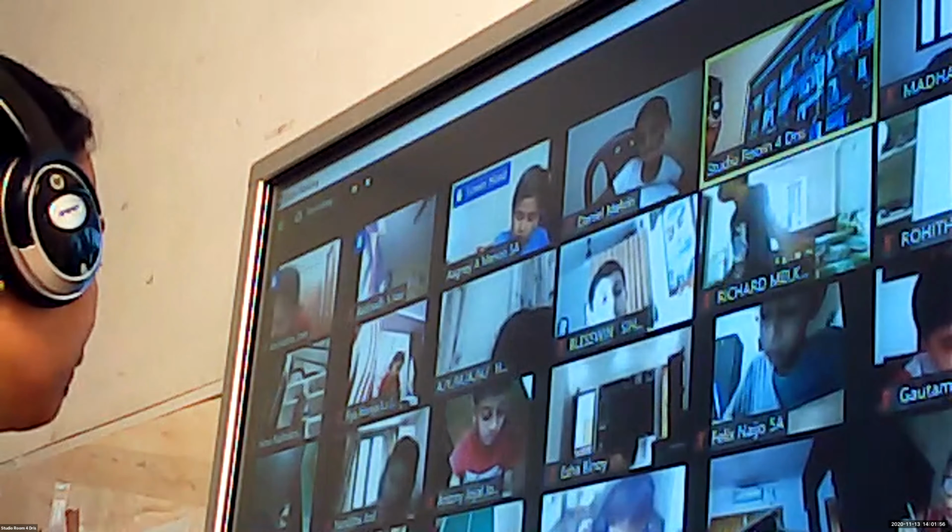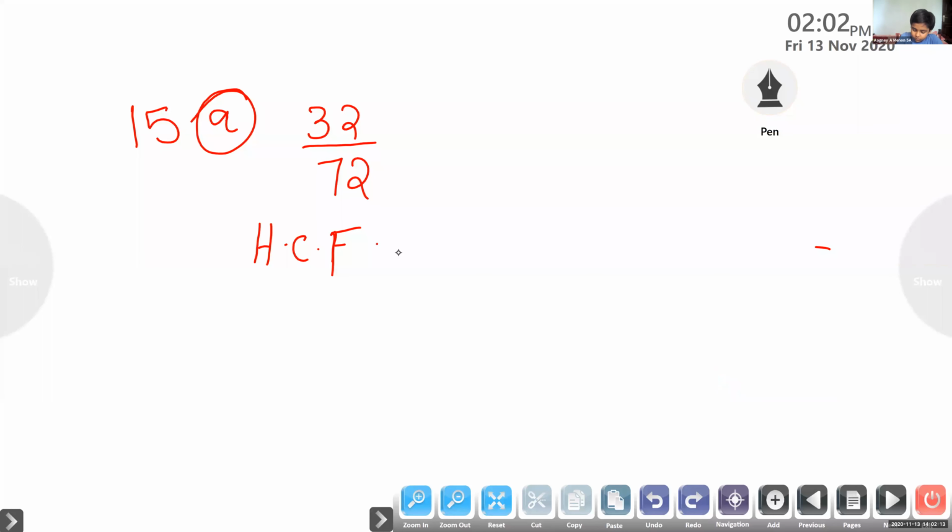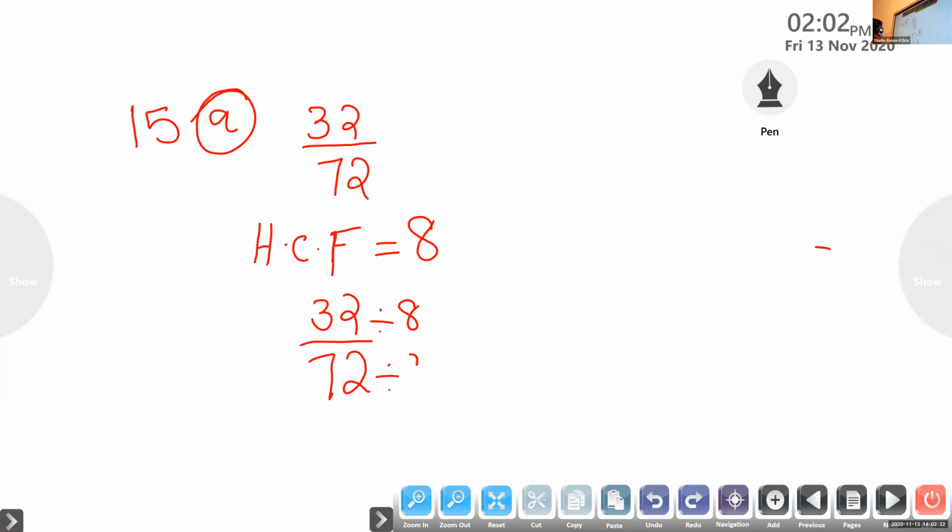8. So divide by 8 and find out the lowest form. Ma'am, 4 by 9. The answer is 4 by 9. 32 divided by 8 is 4. So you have to divide 32 and 72 by 8.